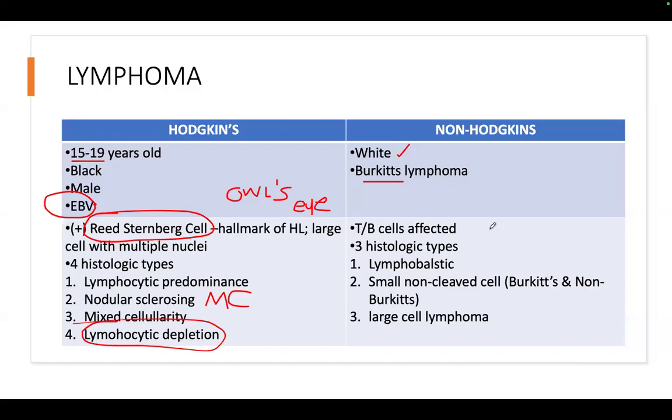Non-Hodgkin's, on the other hand, is either lymphoblastic, small non-cleaved, that's where Burkitt's falls, and the large cell lymphoma, particularly the B cell or the mantle type lymphoma. B for big, that's the largest. M, mantle for malaki. Okay. So please take note of this.